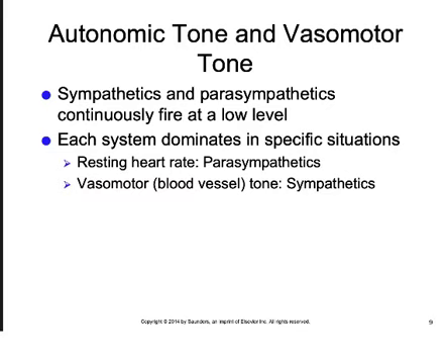Sympathetics and parasympathetics continuously fire at a low level all the time, but in emergency situations, the sympathetic firing rate goes up and the parasympathetic rate remains in the background, whereas in non-emergency situations, we have the reverse, right? The sympathetics fire at a reduced rate, and the parasympathetics predominate.